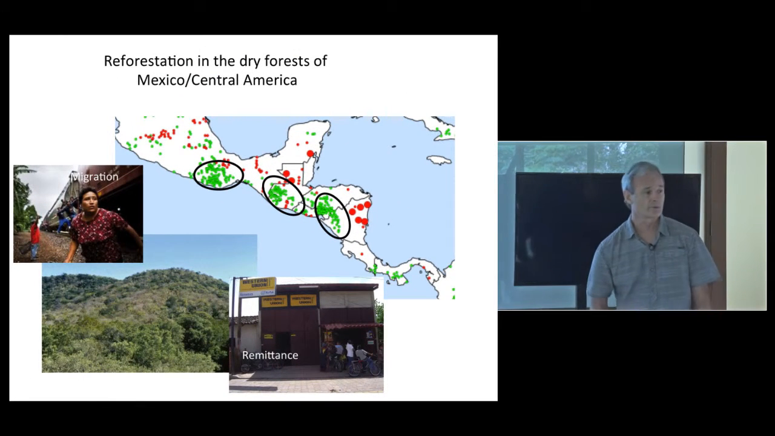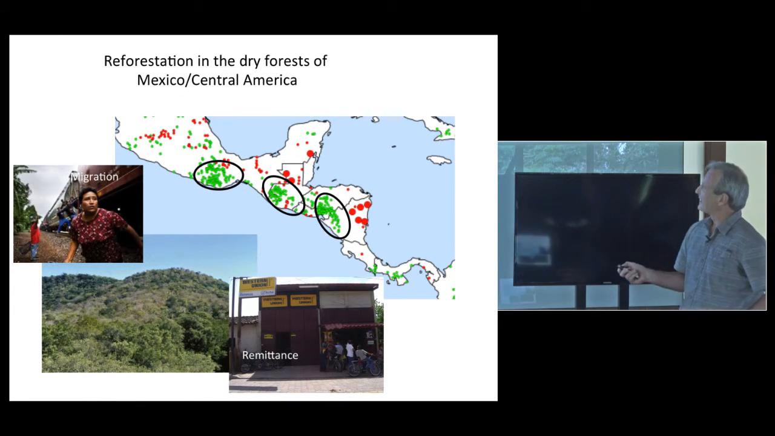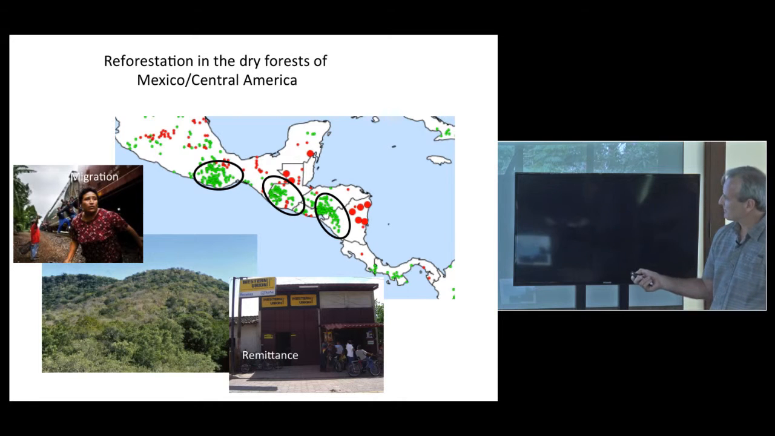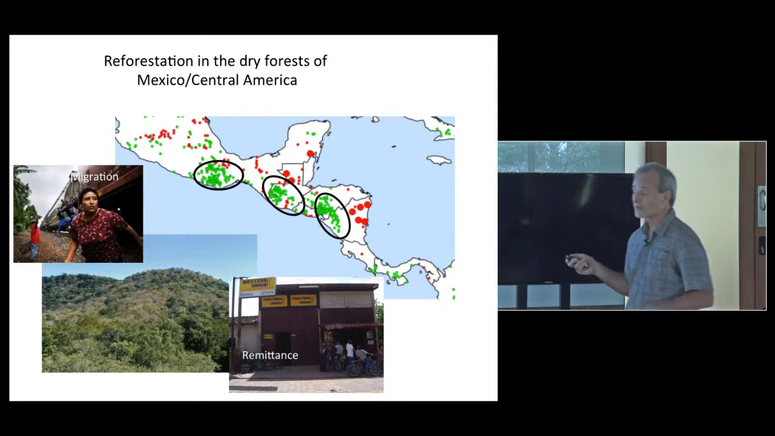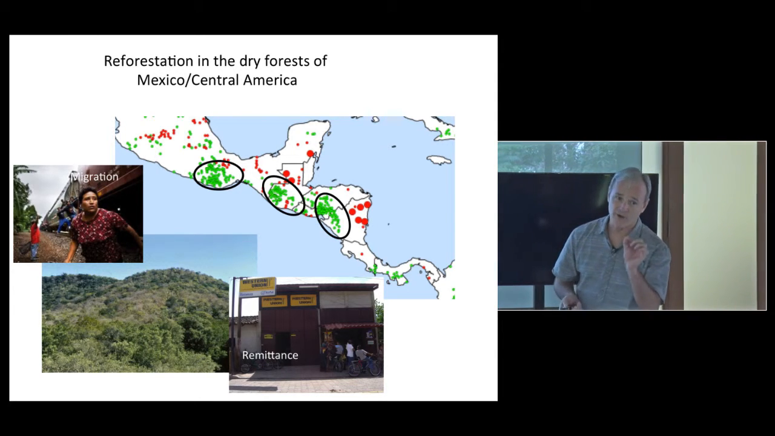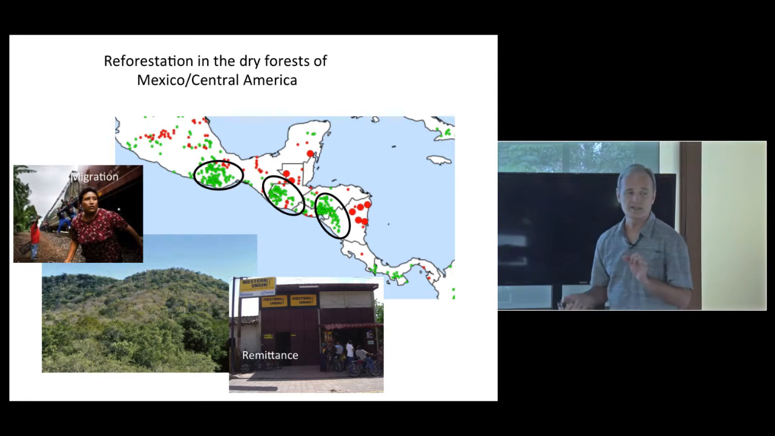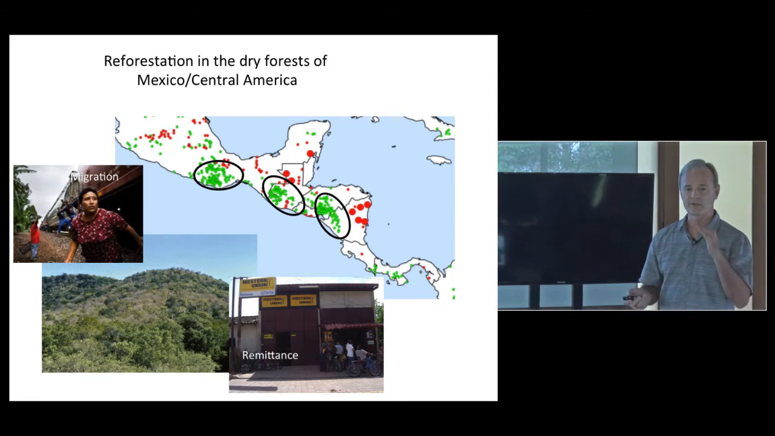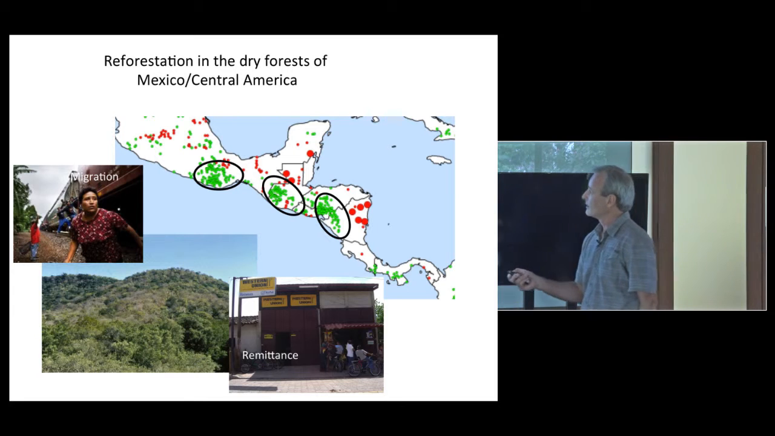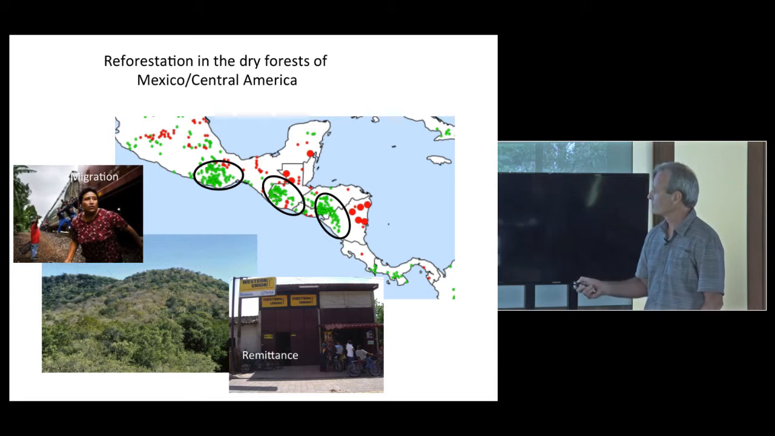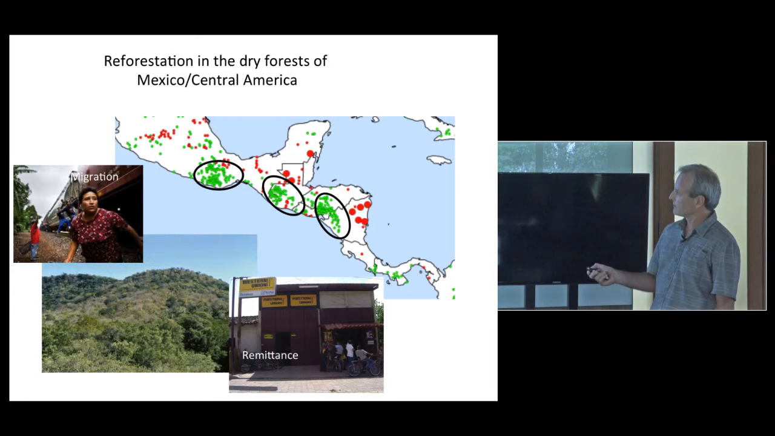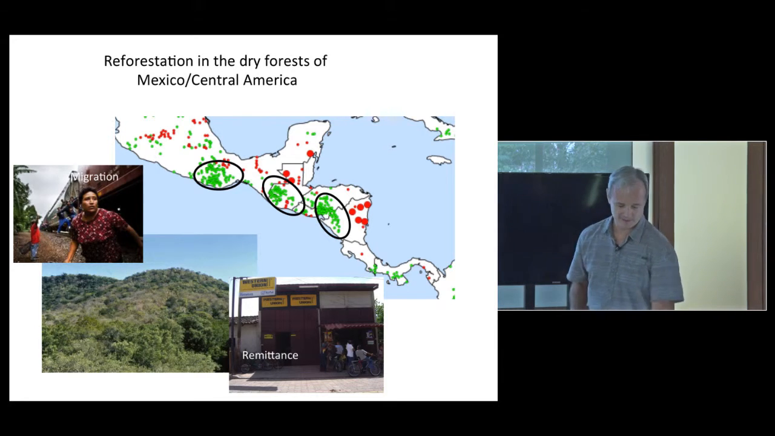This one's for you, Susanna. Here is the Pacific coast of Mexico, Oaxaca, and Central America. You can see that there are many, many small municipalities, and many of these municipalities are increasing in their woody vegetation. It's likely that this is related to migration and remittances, and this is something that we're going to be talking about the next few days here.